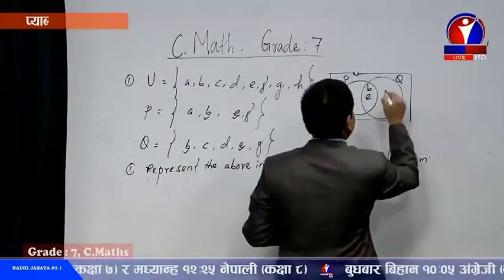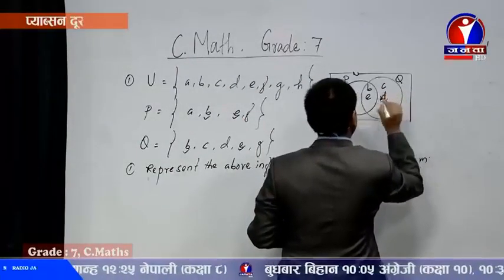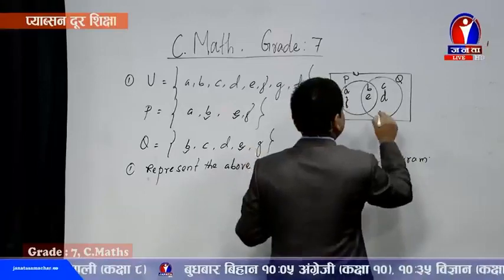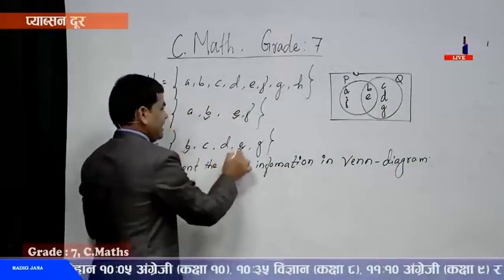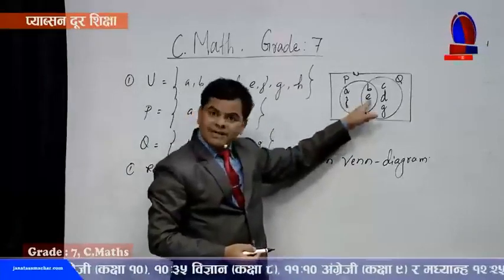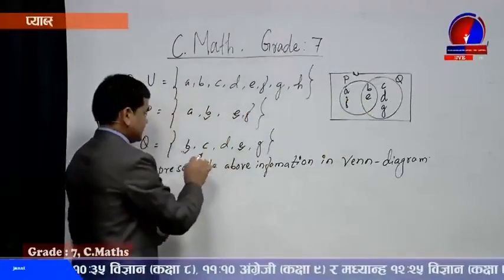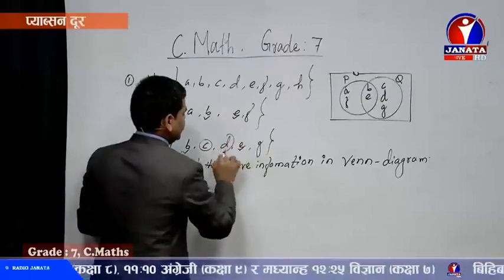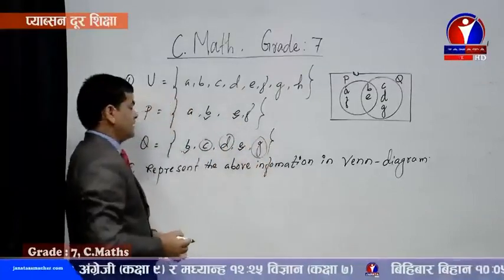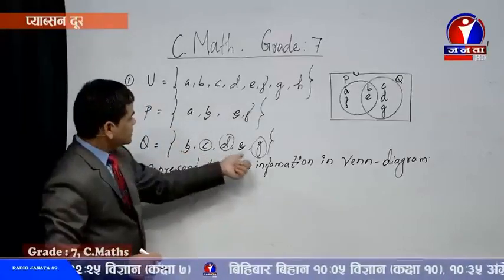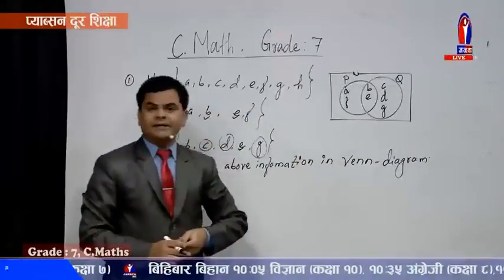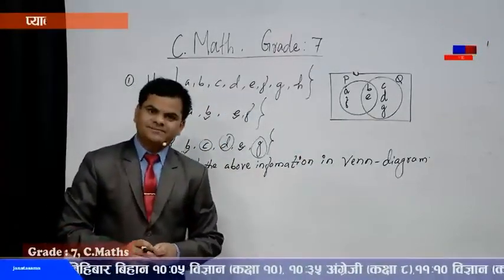So we are going to include C, D, and then which one remains? G. So G will come in here. B and E are already kept in the common place. Now the other elements C, D, and G are the elements which belong to only Q. That's why we are going to include them. We have included them in the place of Q only.